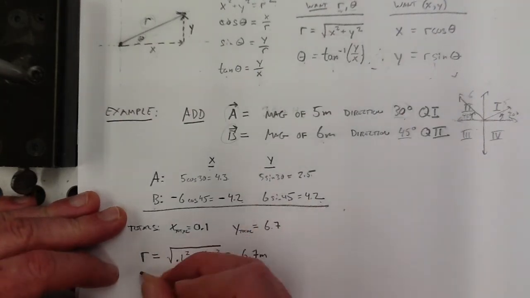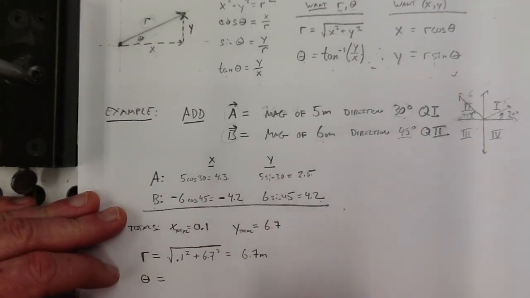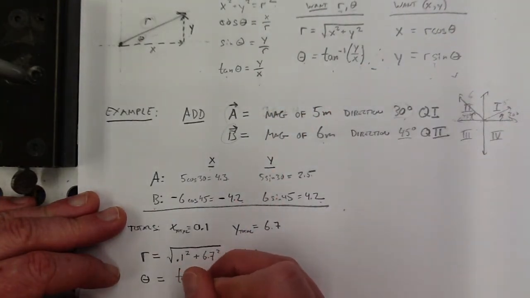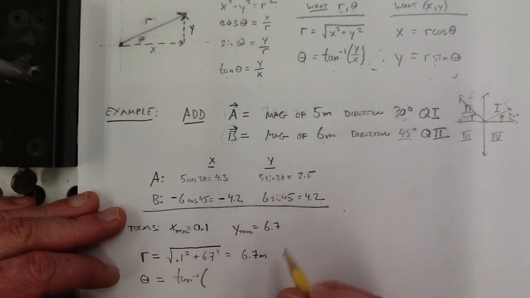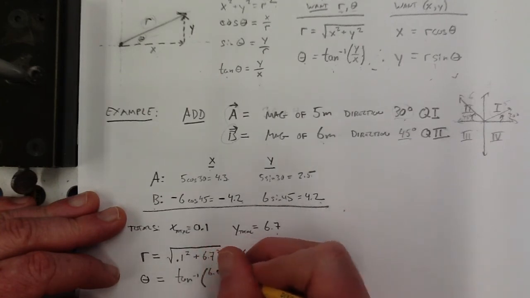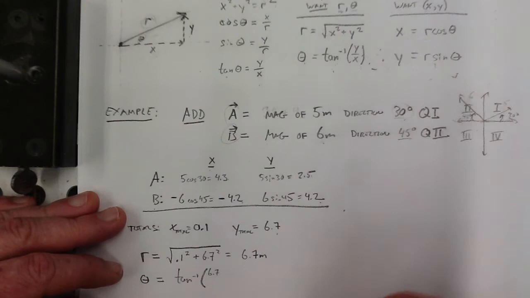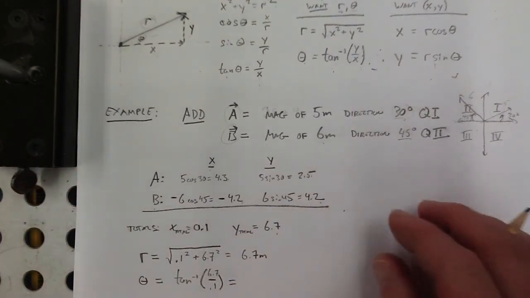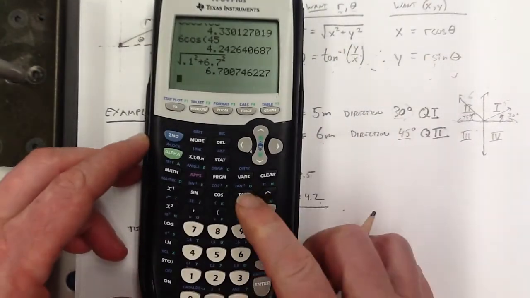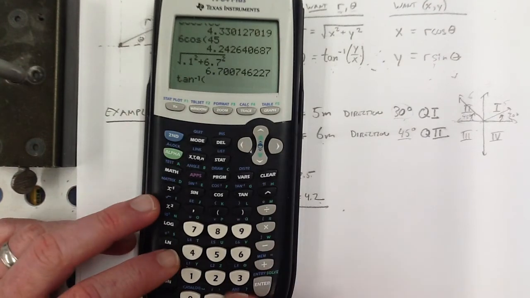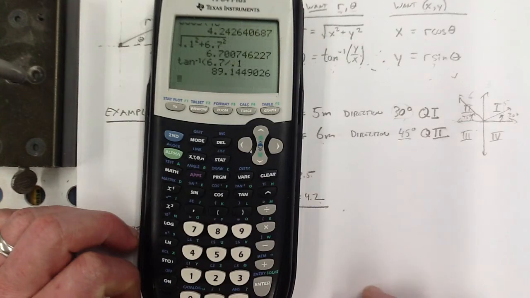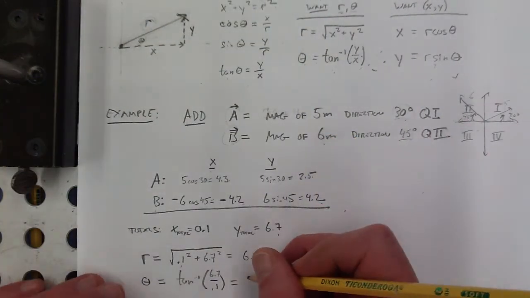And how about the direction? The direction is tangent inverse y over x and this should be an angle. It should be like in the high 80s, right? It's like right up there, up against the axis. Let's see what it is. Tangent inverse y over x, 6.7 over 0.1. Oh yeah, 89 degrees.